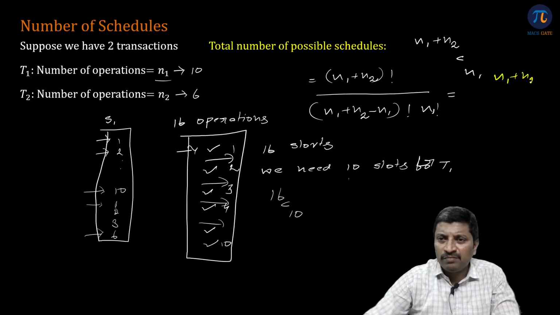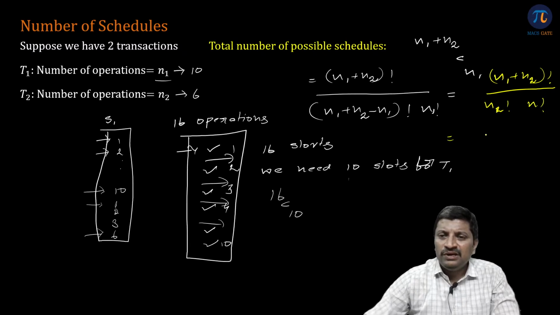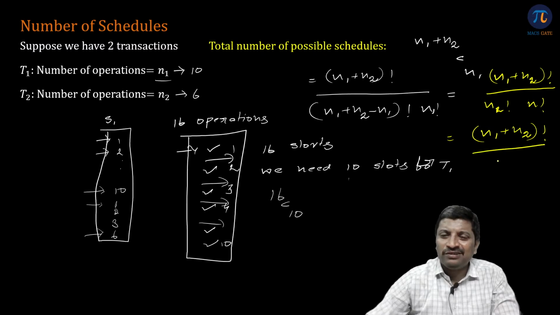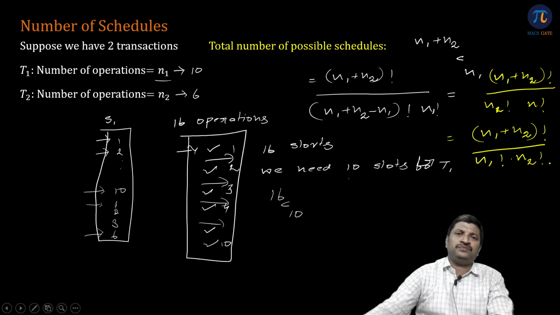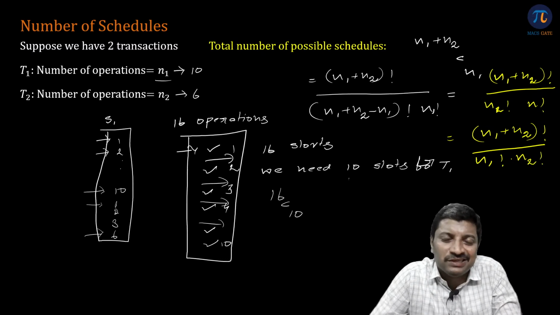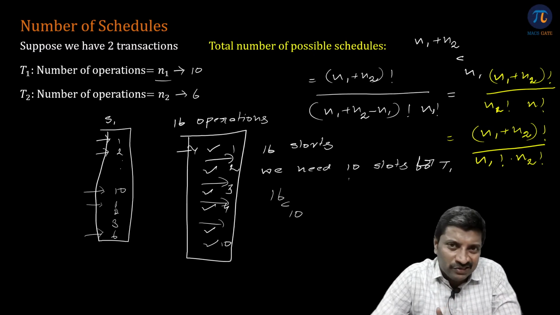N1 plus N2 factorial divided by N2 factorial, N1 factorial. To have some rhythm, you can write (N1 plus N2) factorial divided by N1 factorial into N2 factorial, so that you can generalize for 3 transactions, 10 transactions. That is my intention, but this is the logic behind it.